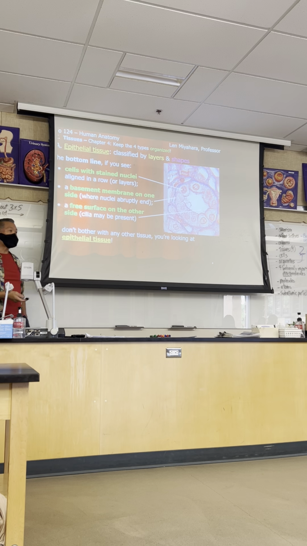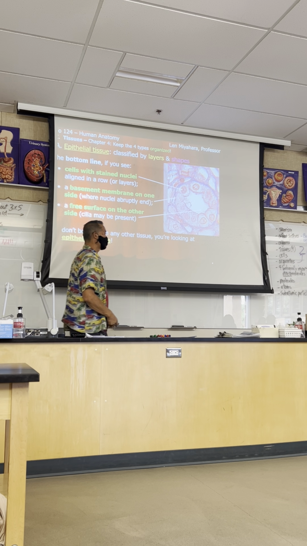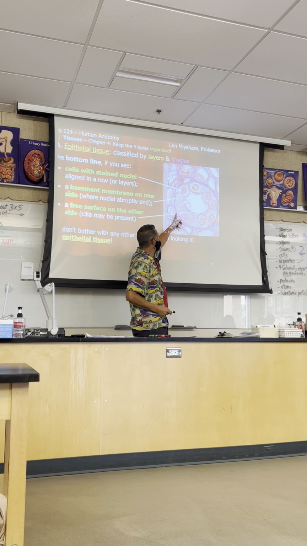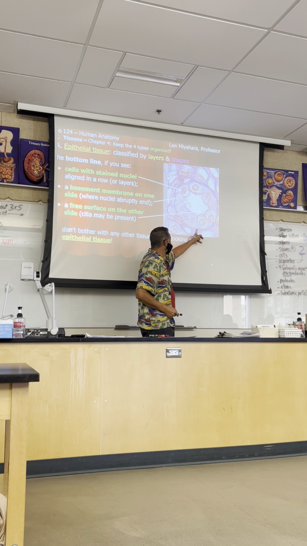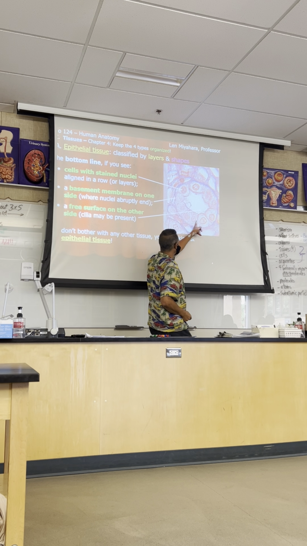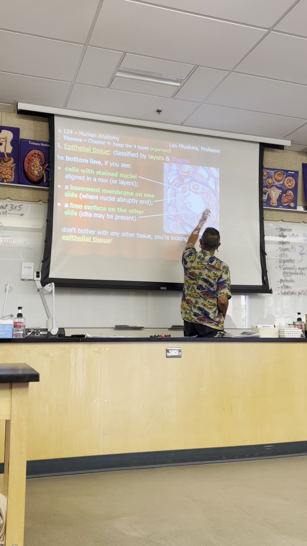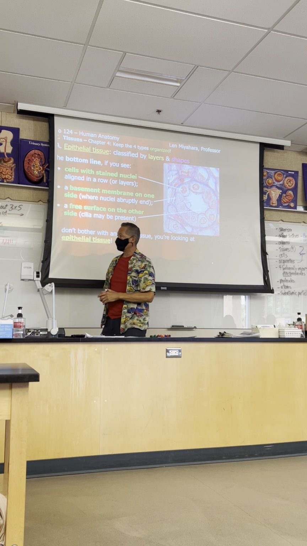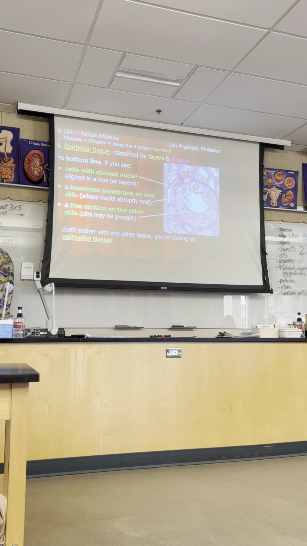And again, it could be lining the inside of a tube. This is a kidney tubule. And this purple line is the basement membrane. There's all the stained nuclei all in a row. But the hole in the middle of the tubule, referred to as the lumen, that's the free surface.